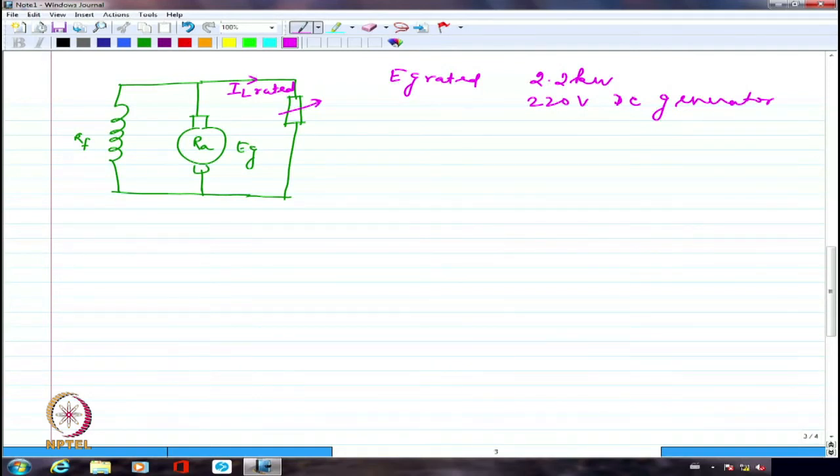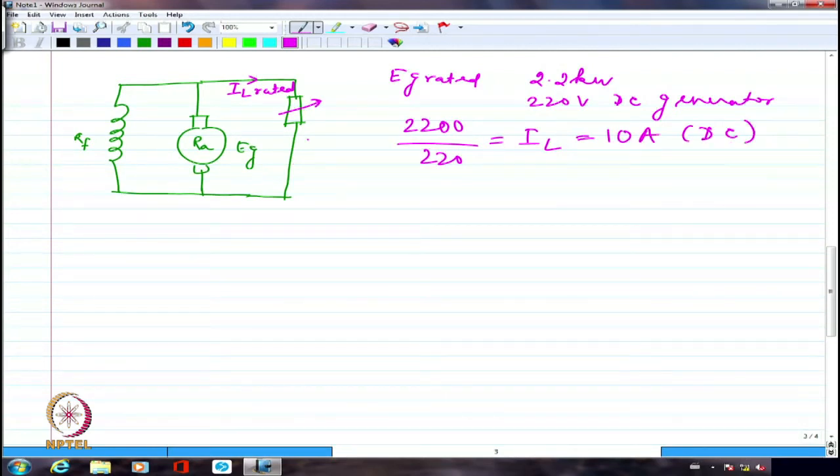What is the terminal voltage? So we are looking at the terminal voltage as 220 volts. 2.2 kilowatt is the output. We are going to have an output in the DC generator, which is an electrical output. That is going to be 2.2 kilowatt. So in which case, I can right away say 2200 divided by 220 is going to be the load current. It is DC, no power factor. So I can directly calculate the current as 10 ampere. So I am going to have a current of 10 ampere flowing through this.